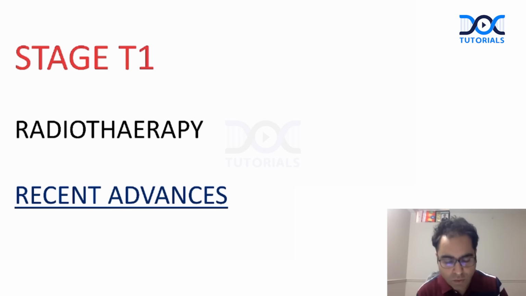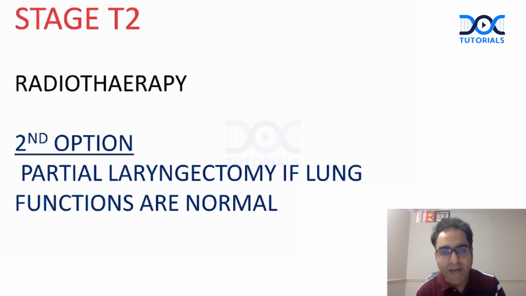Okay, now T2, radiotherapy. But the second option in this patient is partial laryngectomy if lung functions are normal. The primary modality will remain radiotherapy. The second is the horizontal or vertical partial laryngectomies, provided the lung function is normal, but this is a second option if radiotherapy is not given in the choice.